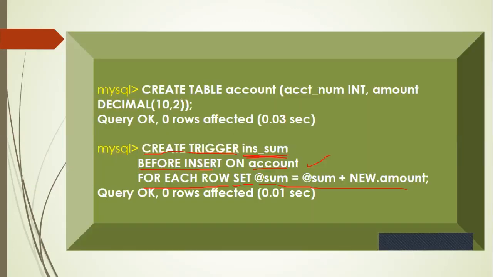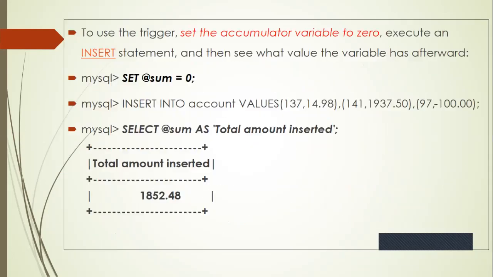So now we have created a table, and we have created a trigger where, whenever we are inserting a new row to an account table, before inserting it, we are setting a sum where the new amount, whatever you have written, is added up to sum. After that I have to set the sum value equal to 0, because sum by default doesn't have any value, so we have to insert a 0 value in it.